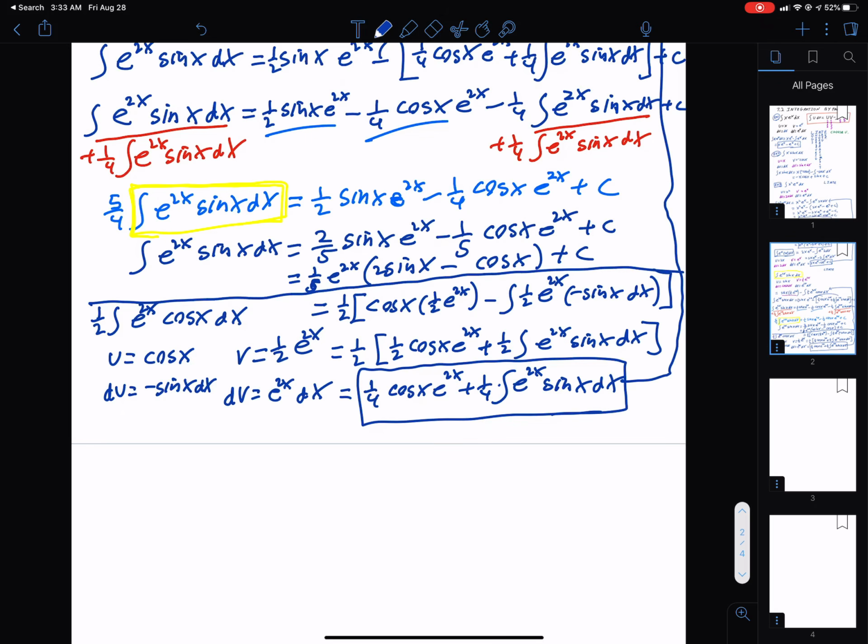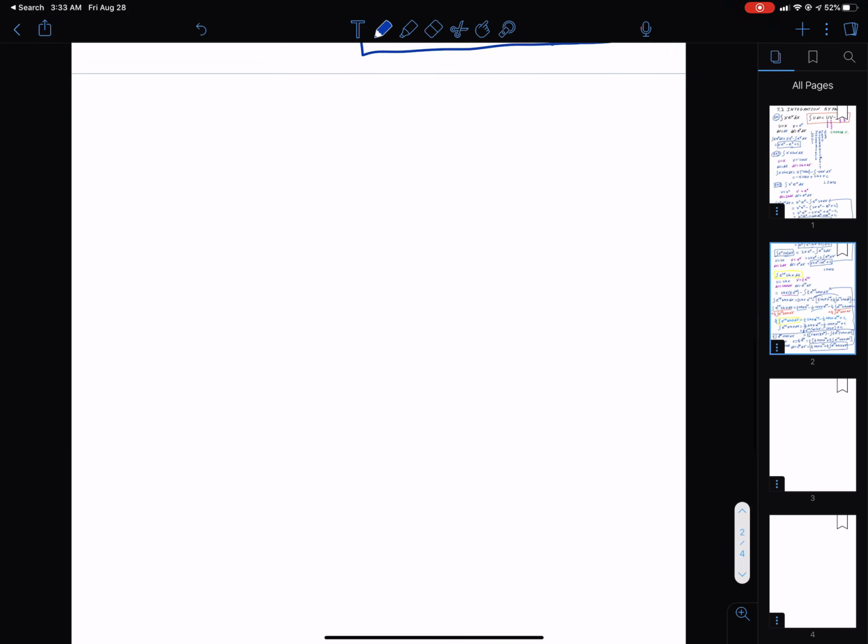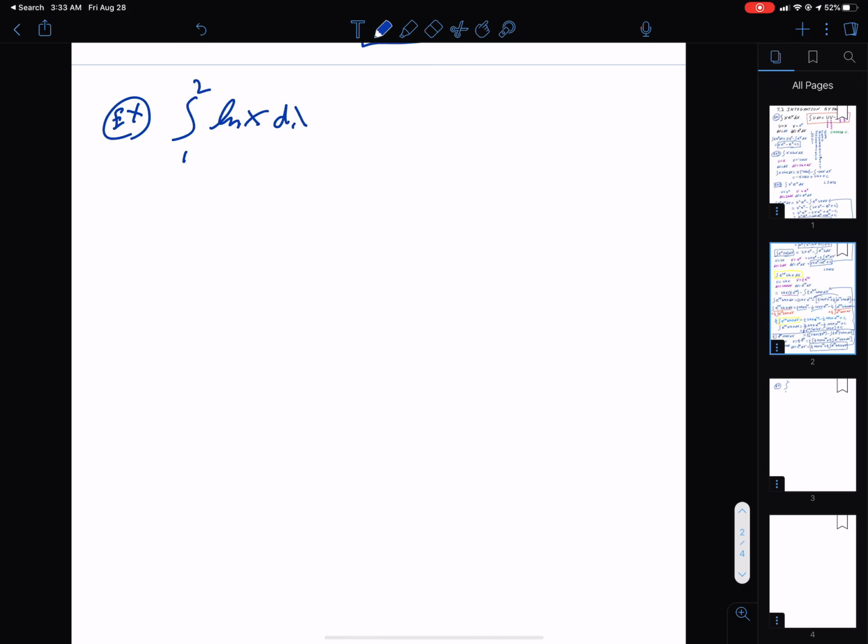All right, I have one more thing to show you. Actually, I'm going to do two more examples. Nothing new here. All I'm doing is we're going to have an actual definite integral. So how to deal with that. So here's our next example.